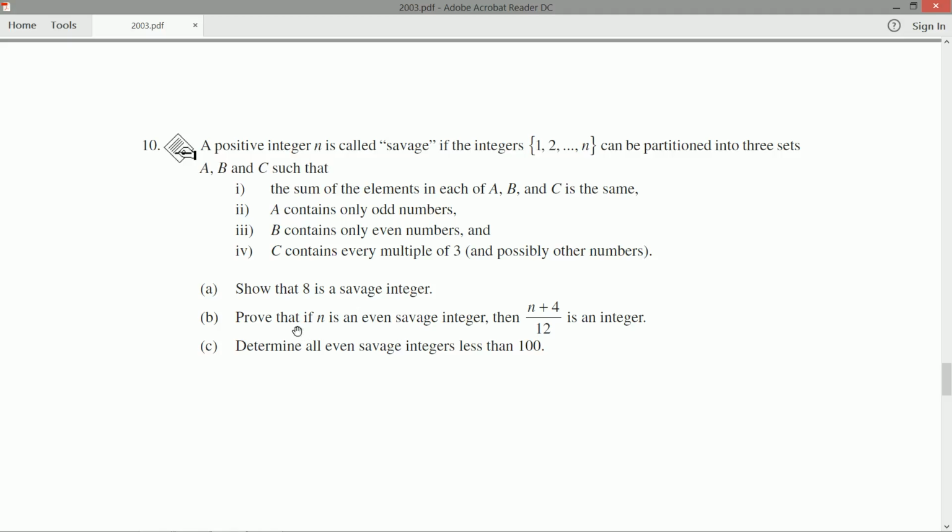So B part. Prove that if n is an even savage integer, then n plus 4 over 12 is an integer. Okay. And so basically that means an even savage integer is 4 more than a multiple of 12. Now, how might we do that?